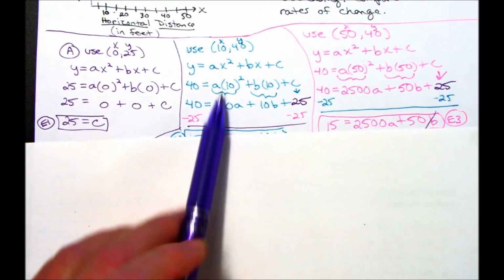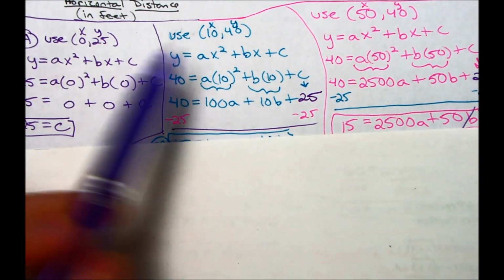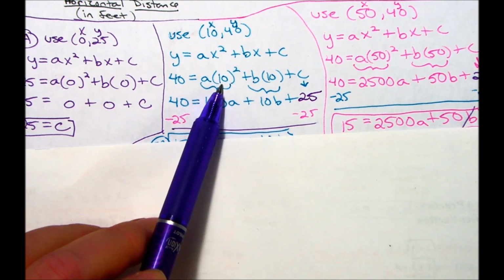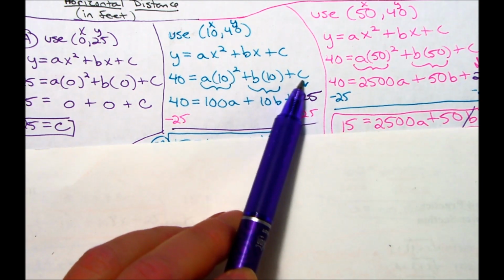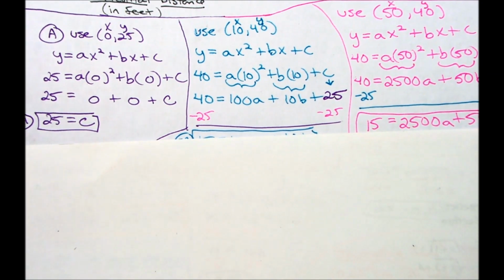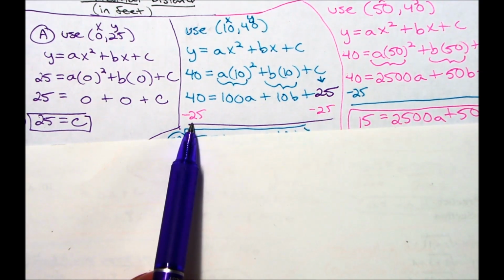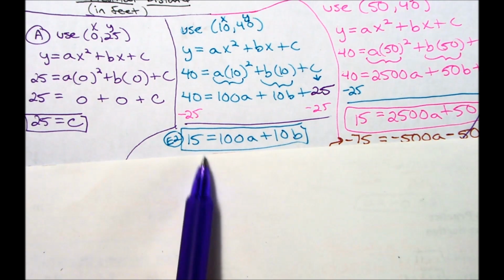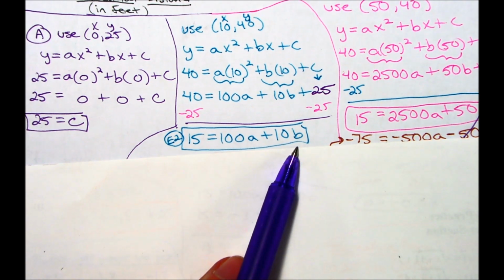Then use the next point, 10, 40. You substitute the 40 for the y and the 10 for your x's. 10 squared is 100 times a is 100a, 10 times b is 10b, and then you can substitute the 25 for c, since you already found what the value of c was in the first part. Then move that 25 to the other side, so we have our like terms on the same side. That's going to give us our second equation, 15 equals 100a plus 10b.